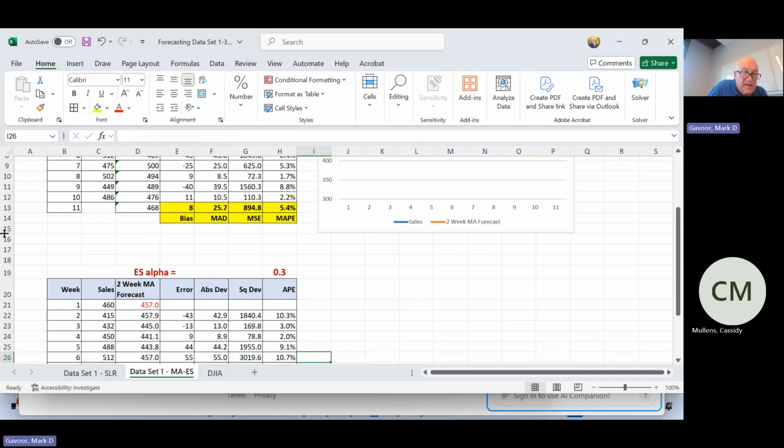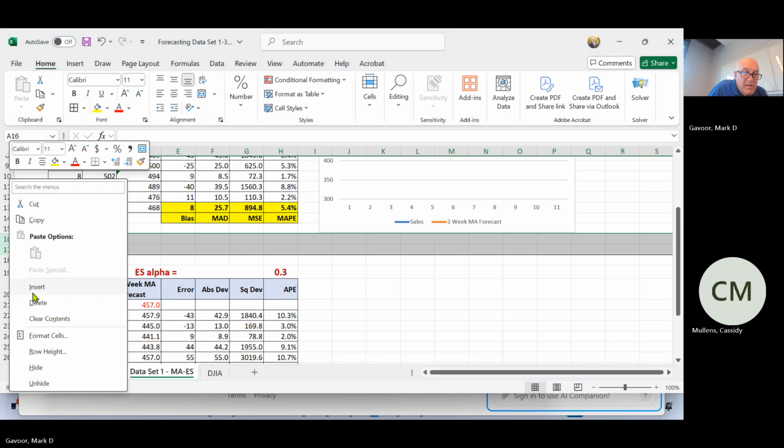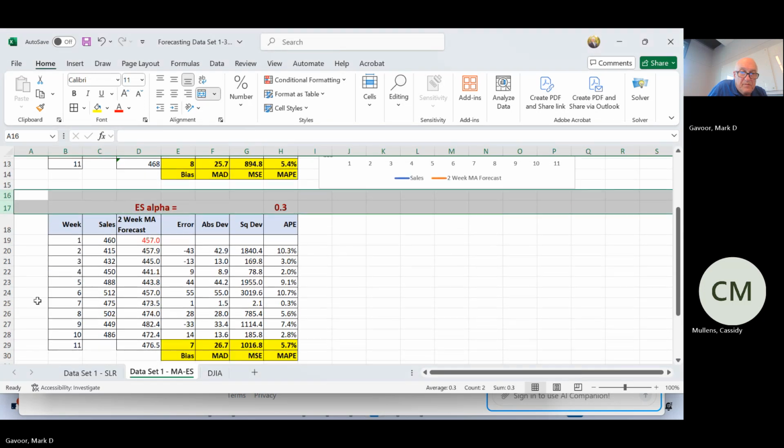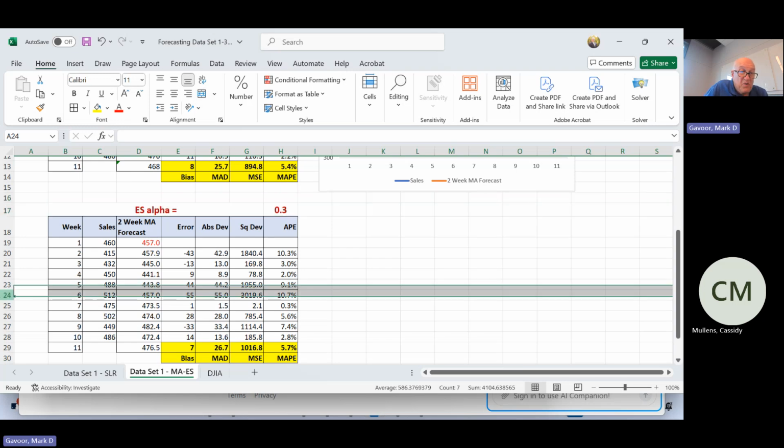Let's take some lines out of here. Delete. What's better? 2-month moving average or exponential smoothing using MAPE? The moving average is better because it's 5.7, but it's not that much better, right? I mean, they're essentially the same. Both of them are not as good as regression, but I can change that 0.3 and find something better, can't I? Well, let's graph this.